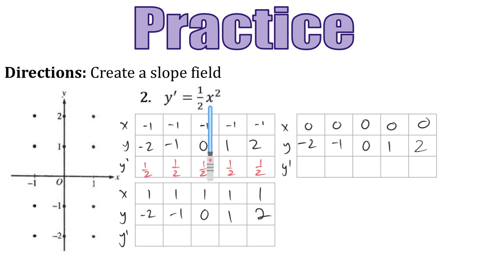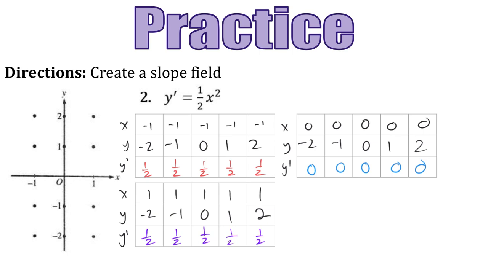Similarly, if x is equal to 0, it doesn't matter what y is. 0 squared is 0 times 1/2 is 0. So all of these slopes are going to be 0. When x is 0, the derivative is 0, regardless of what the value of y is. And then lastly, if x is 1, we're going to get, again, 1/2 because we're squaring +1 and multiplying it by 1/2. Regardless of what the value of y is, the slope is going to be 1/2.